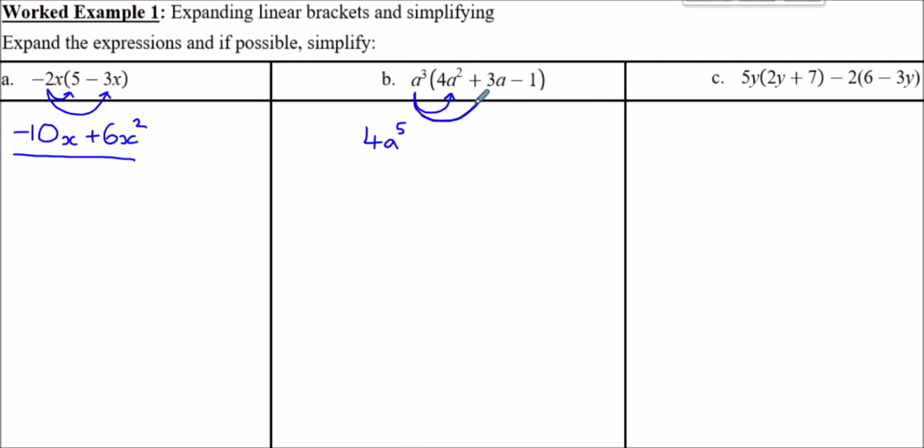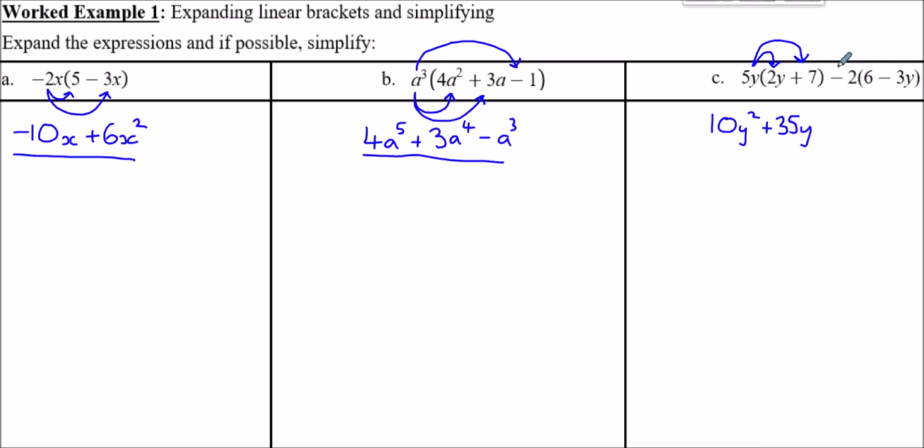Then we do a cubed multiplied by 3a. So we're going to have 3 a cubed multiplied by another a, that's a to the power 4. And finally, a cubed multiplied by minus 1 gives us minus a cubed. Finally, part C, 5y multiplied by 2y. 5 times 2 is 10, y times y is y squared. And 5y multiplied by 7, 5 times 7 is 35, and don't forget the y.